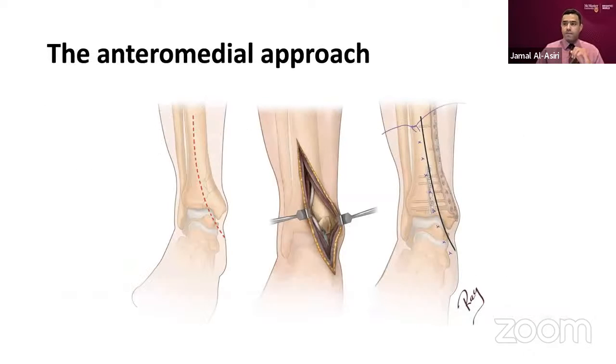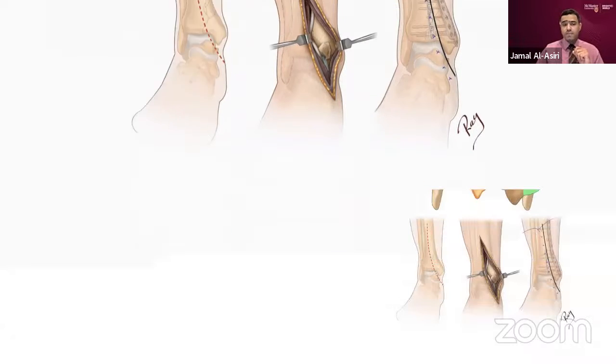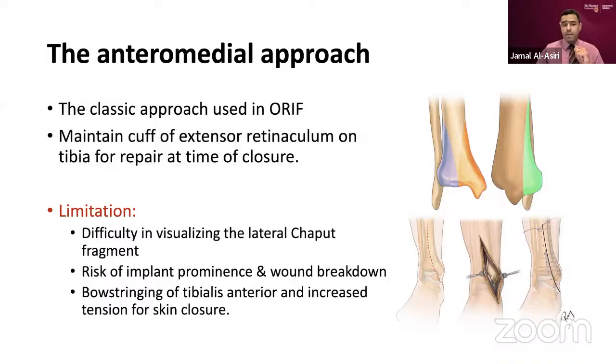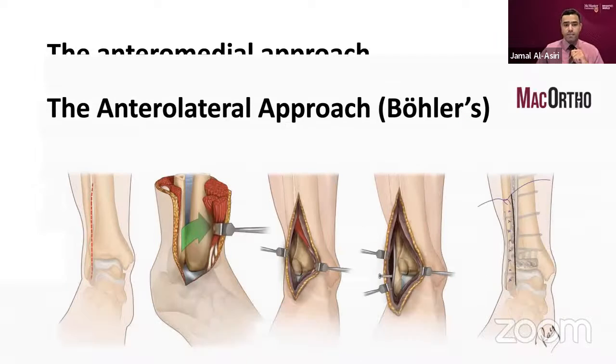We'll have a quick scan about different approaches here. Anterior approach for the distal Pilon fracture: it's the classic approach using the Rüedi fixation by the AO group. It maintains a cuff of extensor retinaculum on the tibia for repair to allow tough closure and stop any bowstringing. The limitation of this approach is that it is difficult to visualize the Chaput fragment on the lateral side. There is a risk of implant prominence and wound breakdown, and there is also a risk of bowstringing of the tibialis anterior and increased tension of the skin closure, especially if you don't close the retinaculum.